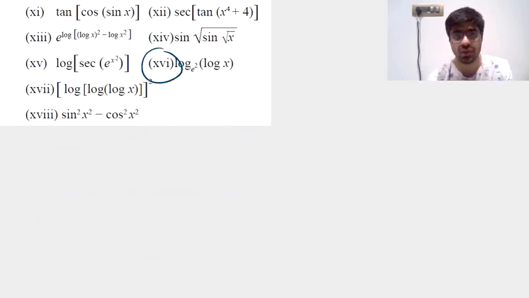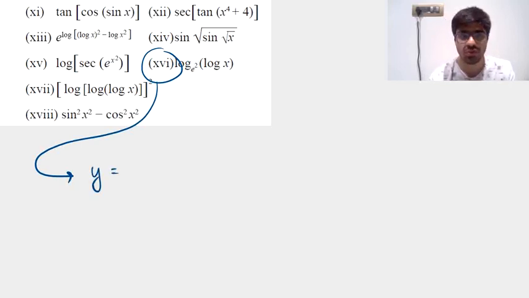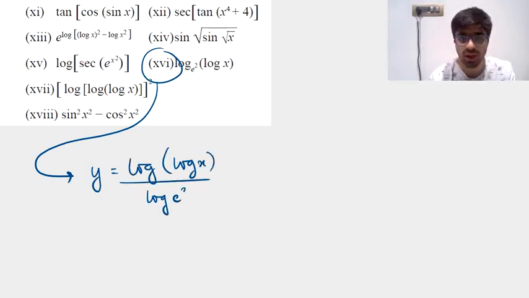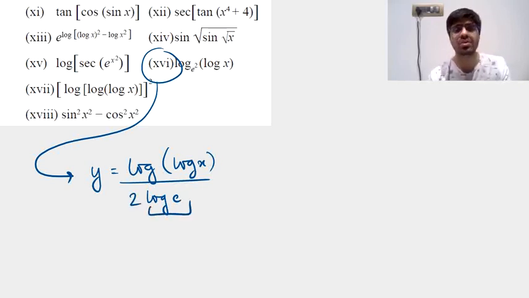And let's continue with the 16th one. It's log of log x to the base e square. So first we will apply the change of base formula. That will give us log of log x upon log of e square. The base for both the log terms is going to be e only, and that's why we are not writing it. Log of e square, we can take the 2 outside the logarithm, and log e will be equal to 1. So upon 2 into 1 is what you are left with, that is simply 1 upon 2.